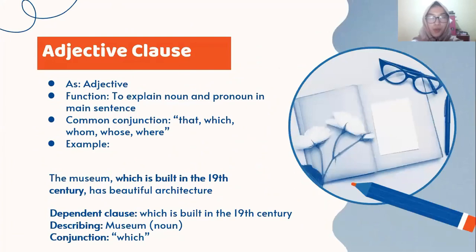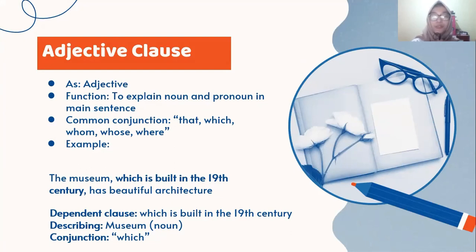We go to the first one, adjective clause. Adjective clause takes a role as adjective in the main sentence. It has the function to explain noun and pronoun in the main sentence. We can use a conjunction word such as that, which, whom, whose, and where. And here is the example.